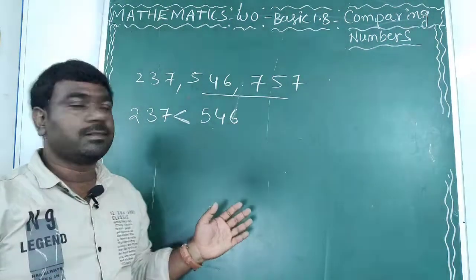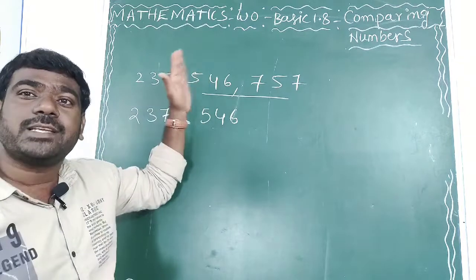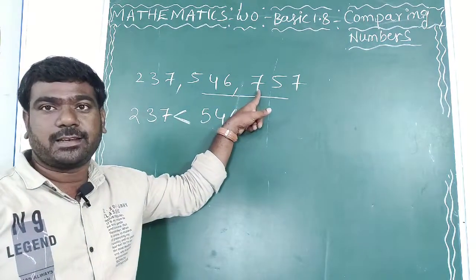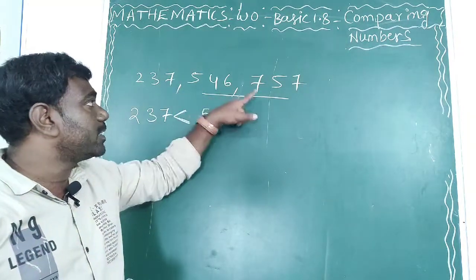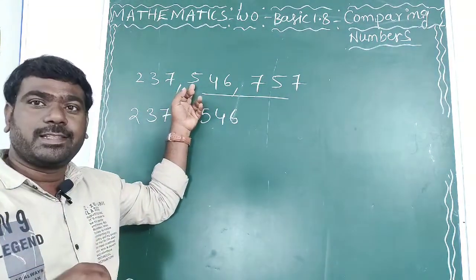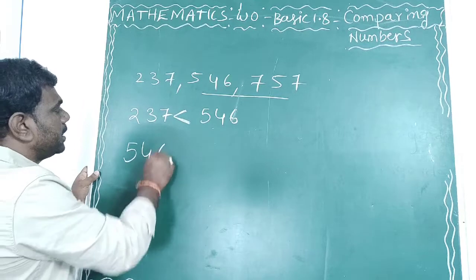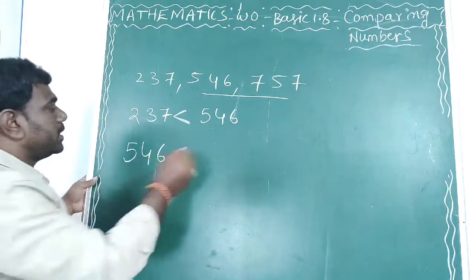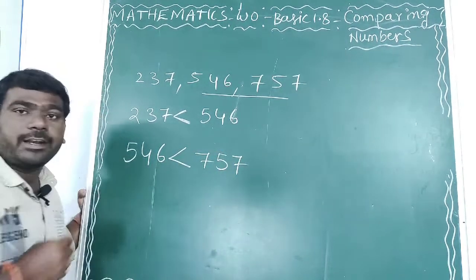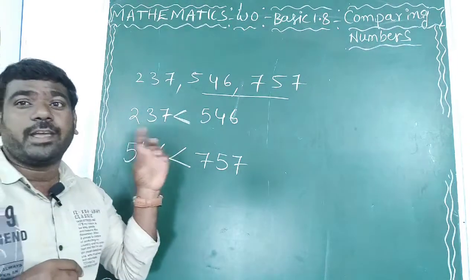Now compare these two numbers. The first step is to start with the extreme left digits. What are the extreme left digits here? Here 5 is there, here 7 is there. Which digit is greater? 7 is the greater digit, 5 is the lesser digit. That's why we write 546 is lesser than 757.